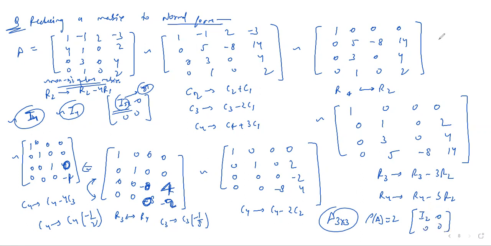And what is this I represented here? I is basically 1 0, 0 1, and 0 0 0 0 0. This is the identity matrix of order 2. This is I2, and all the other elements are 0 here. So this is the normal form. This is how we can reduce a matrix to its normal form.